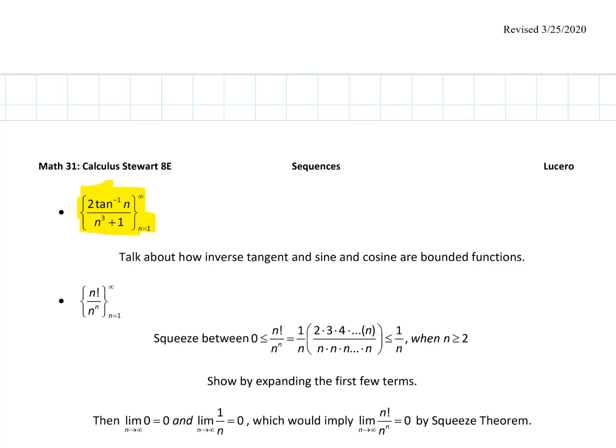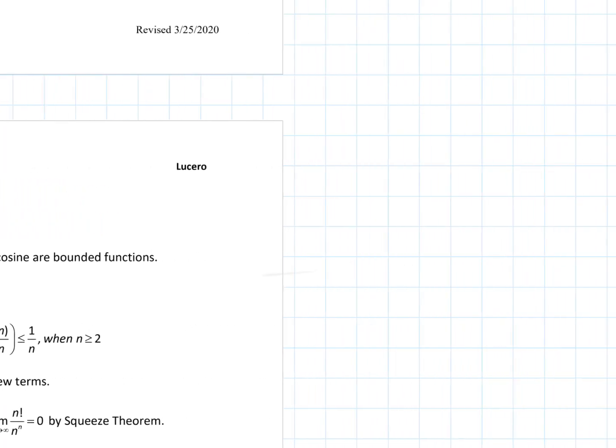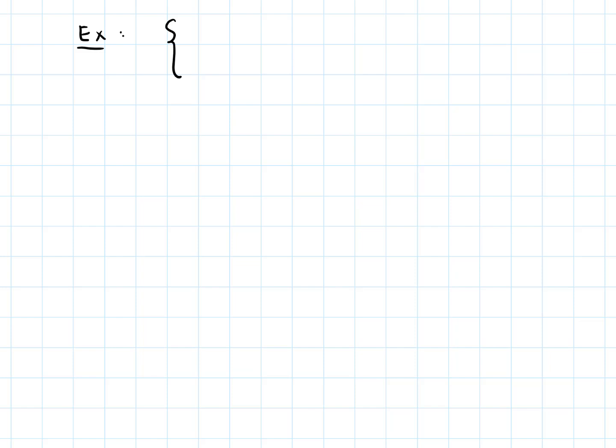So this first example, if we were to think about the sequence, and it was 2 inverse tangent of n over n cubed plus 1, and I were to want to think about what is this squeezed between? How does this compare to two other sequences?